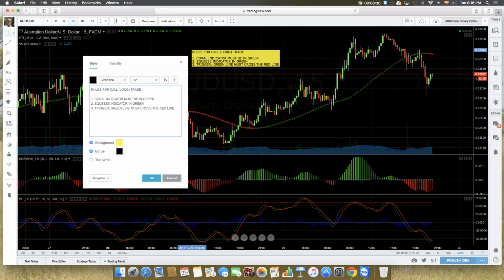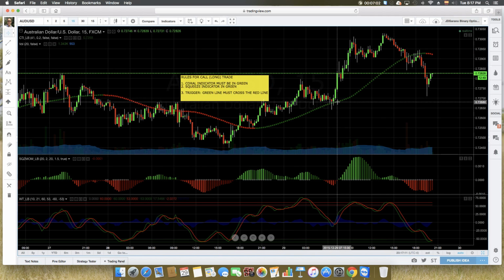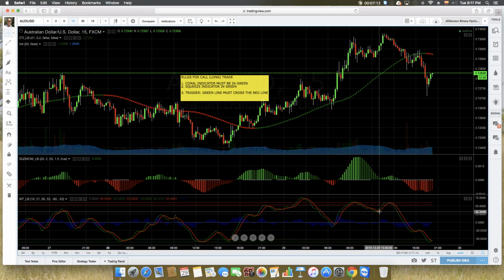If you don't have the previous two, you cannot have the third one. So you cannot go into a trade without the first two variables happening. You want the Coral trend indicator in green dots, then the squeeze indicator in green, and then you're looking for the green line crossing up the red line. Those are the rules for the call or long trade.